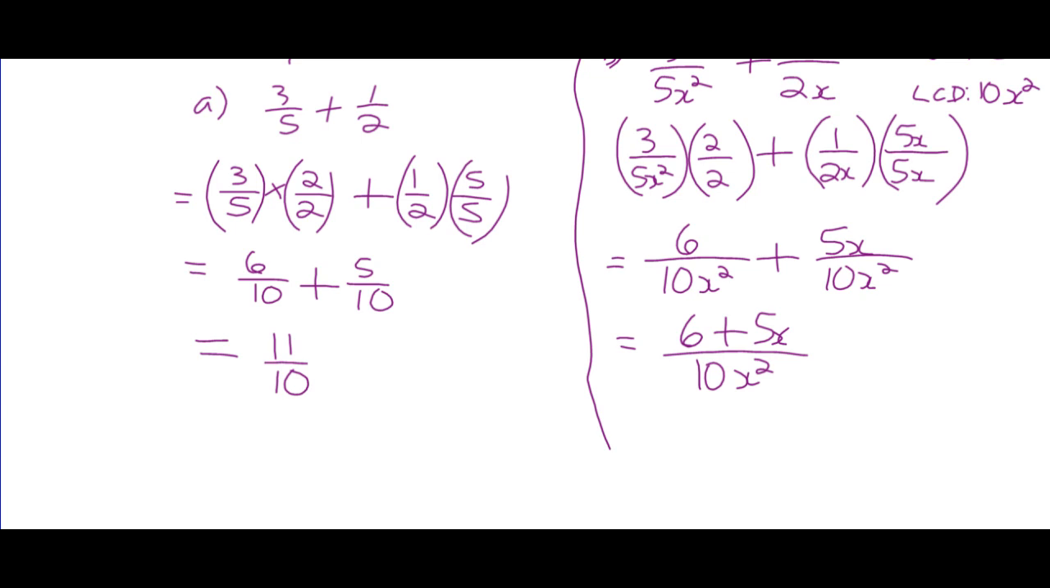Okay, so here it is, it's just fractions, right? We get 11 over 10, and here 6 plus 5x over 10x squared. Okay, same restriction holds, right? X cannot equal 0.